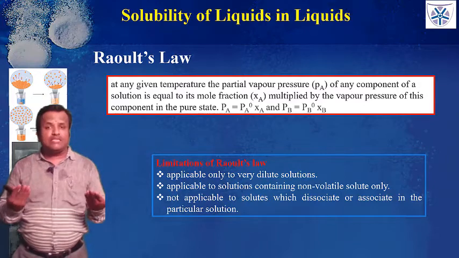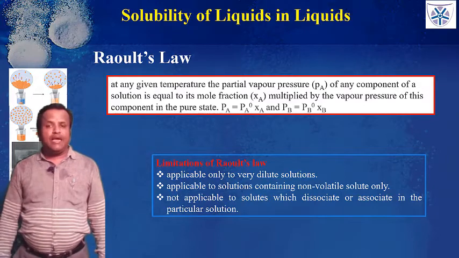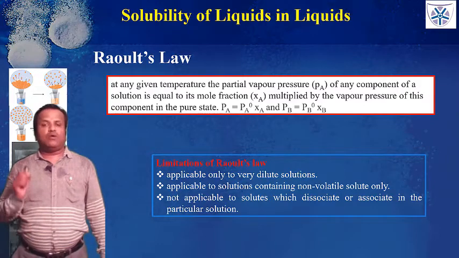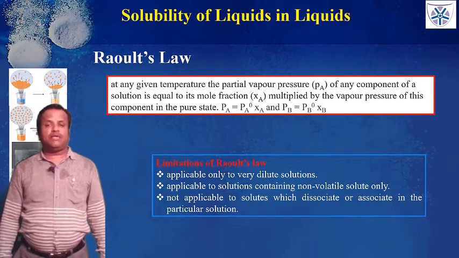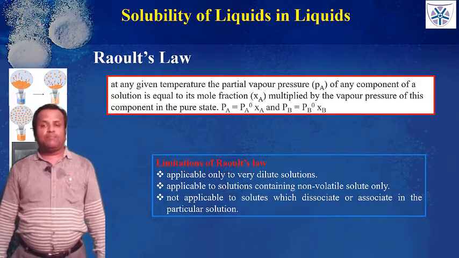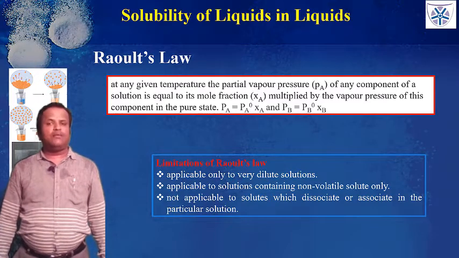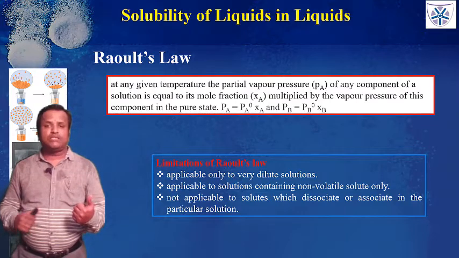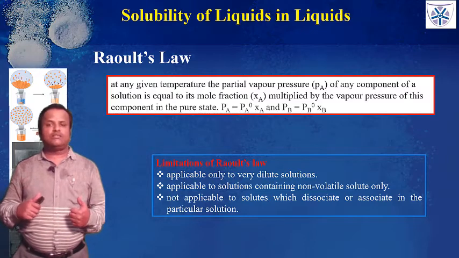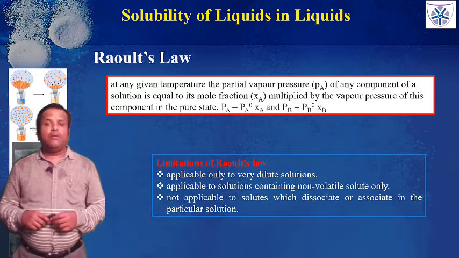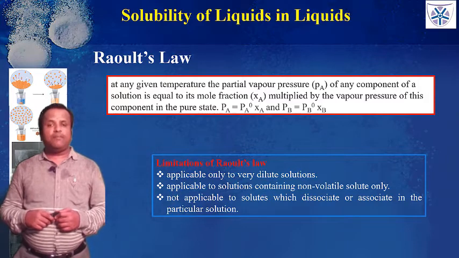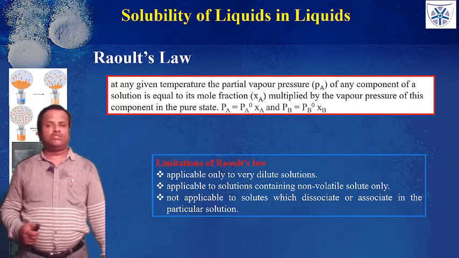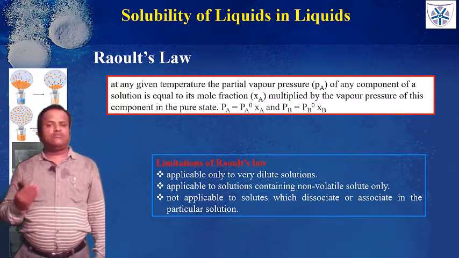How can we express this mathematically? PA is the partial vapor pressure of the given component, XA is the mole fraction of component A, and PA0 is the vapor pressure of the pure component. So PA = PA0 × XA. The partial vapor pressure is equal to the vapor pressure multiplied by the mole fraction of the component. That is Raoult's law.